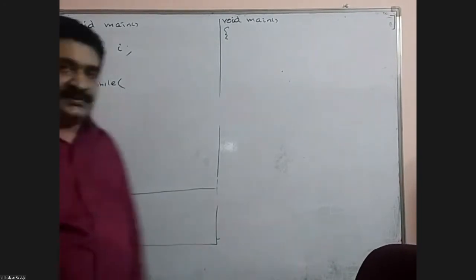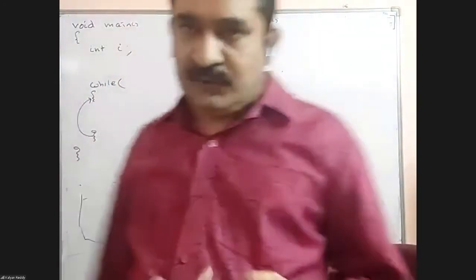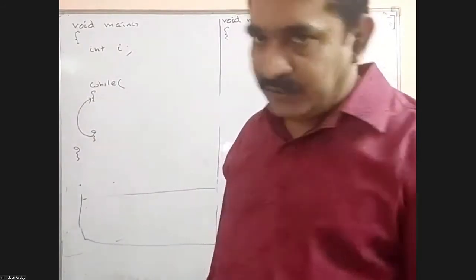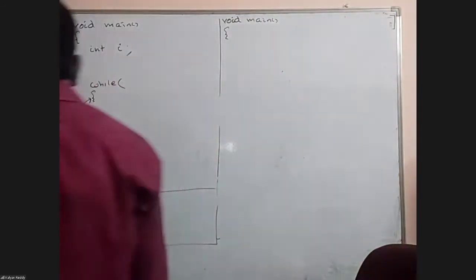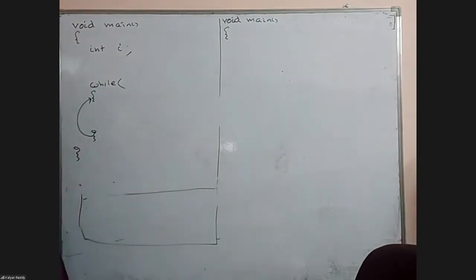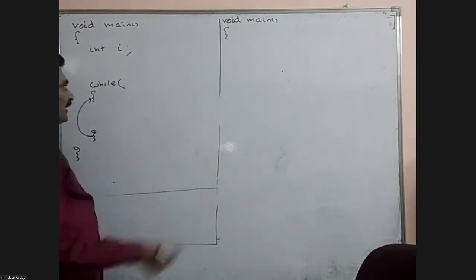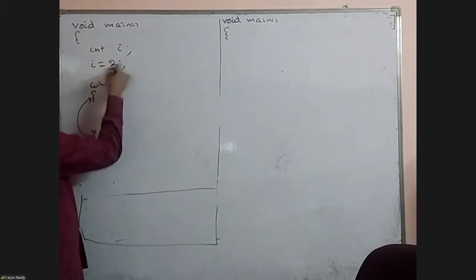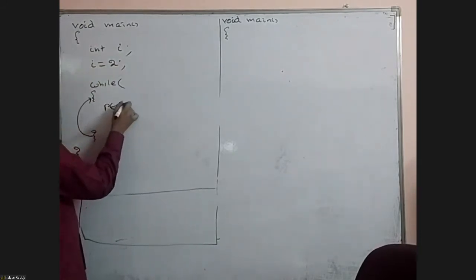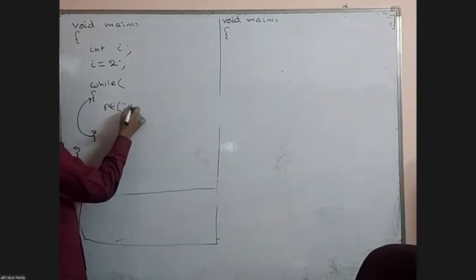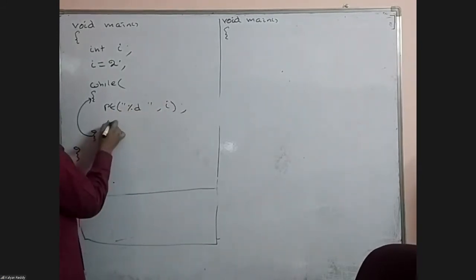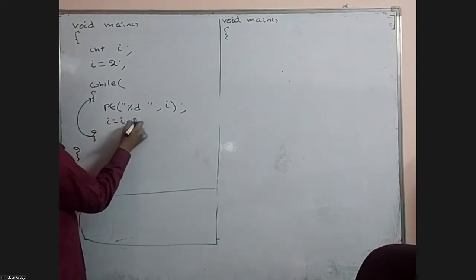Take a variable with starting value 2. Go for the loop, insert the loop, print that variable, and after that increment by 2. So i equals 2. Inside the loop, print this variable with printf. Printf percent d, i equals i plus 2.